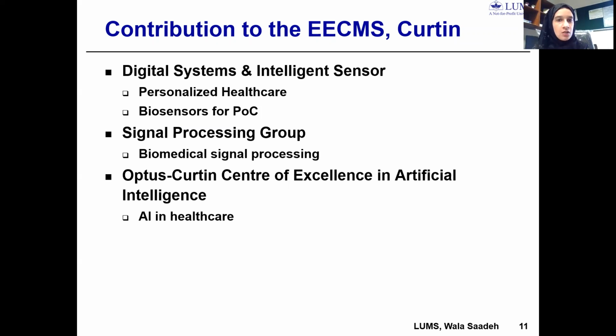The signal processing group can also be a good fit for me to continue working on biomedical signal processing, as well as the Center of Excellence in Artificial Intelligence, where I also aim to excel in developing innovative algorithms for disease detection and prediction as well.